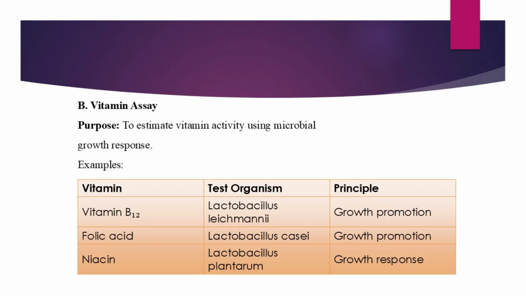B. Vitamin assay. Purpose: to estimate vitamin activity using microbial growth response. Examples: for vitamin B12, the test organism is Lactobacillus leichmannii, with the principle being growth promotion. For folic acid, the test organism is Lactobacillus casei, with the principle also being growth promotion. And for niacin, the test organism is Lactobacillus plantarum, with the principle being growth response.